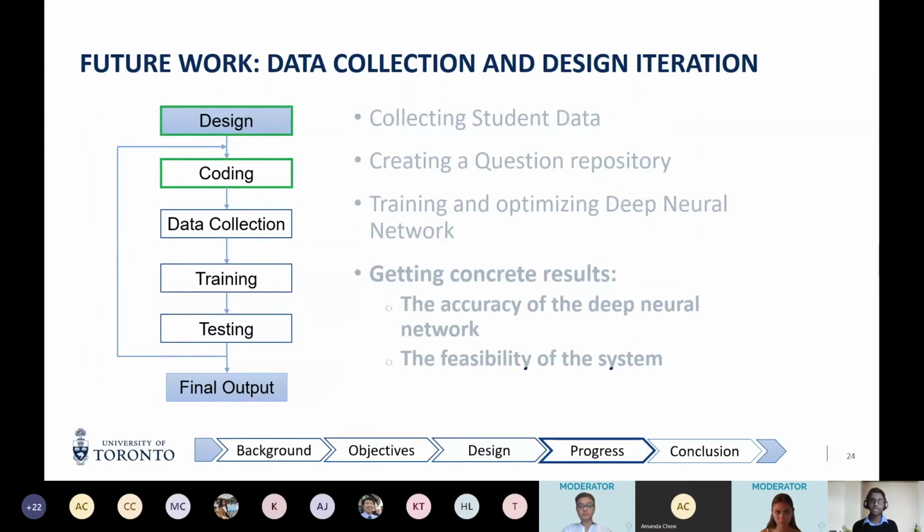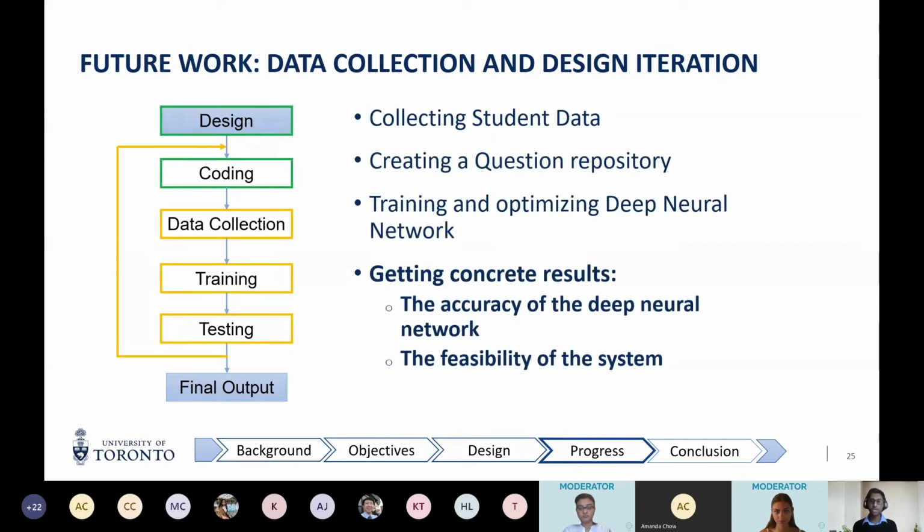The goal of the summer project was to use AI in engineering and improve the learning capabilities of students. So far, I've designed the dynamic quiz system and have coded the deep neural network architecture. This project can go beyond my summer term by collecting student data, creating a question repository, training and optimizing the deep neural network. The ultimate goal of the project is to get concrete results in the accuracy of the deep neural network in predicting the probability of a student answering a question and finding out the feasibility of the system in a real classroom.